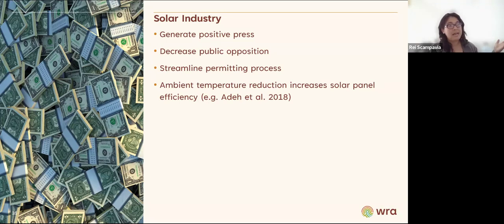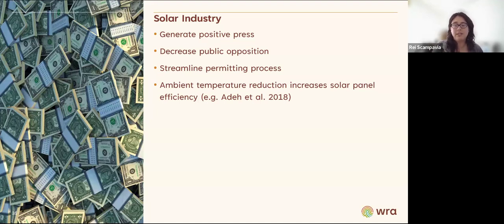Pollinator-friendly solar farms tend to be more aesthetically pleasing than traditional alternatives. You know, there's these beautiful flowers, there's greenery, and that can really generate positive press. This combined with environmental benefits can actually help decrease public opposition to new solar farms. And this is also appealing to the solar farm owner because it can really streamline the permitting process and make the construction of the solar farm less costly.